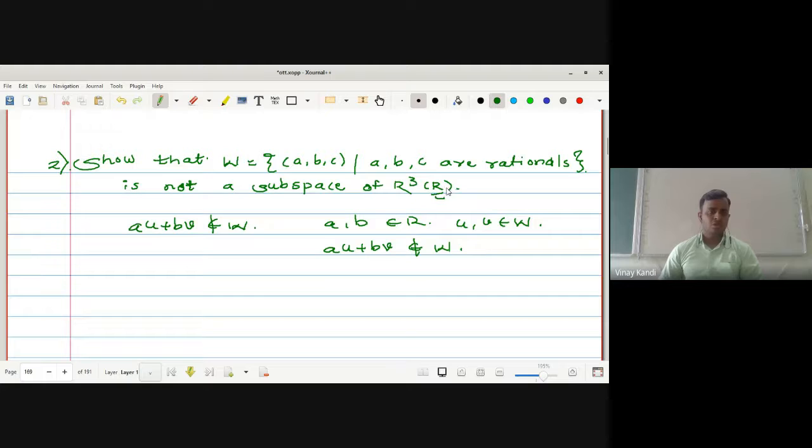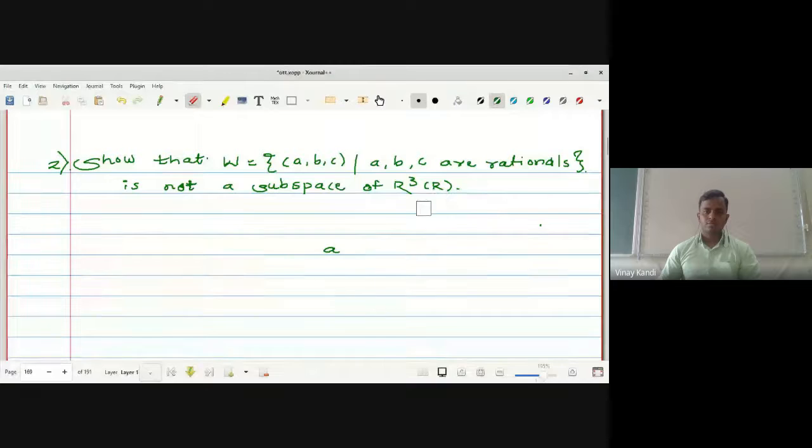Okay, if you have to show that this W is a subspace of R3, then prove this W satisfies all the properties for all the elements. Okay, now look here. What we have to show here is that this W is equal to {(a, b, c) ordered triplets such that a, b, c are rational numbers} is not the subspace of R3 over R. Okay.